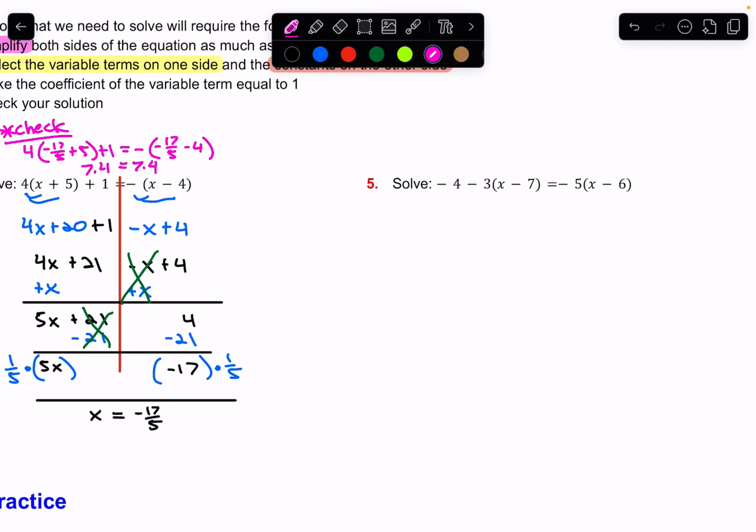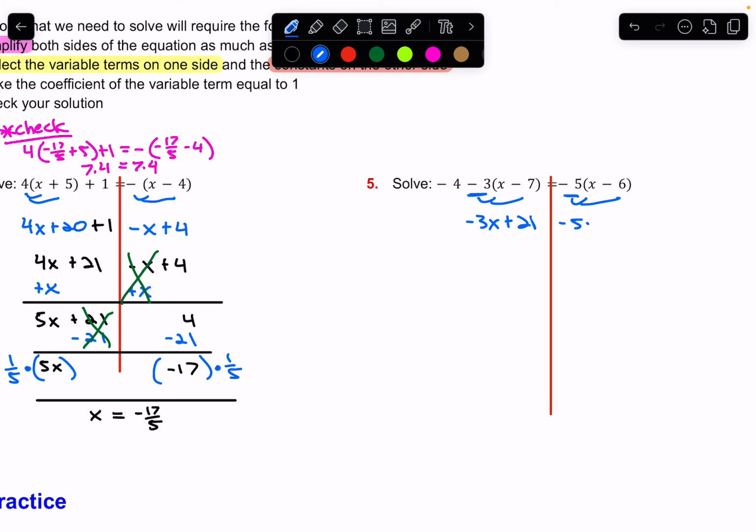We have distribution on both sides, but before I worry about any of that, I always start drawing a line. I want to stay organized every time I do these questions. Okay, organization's key. Now I'm going to distribute a negative 3 and a negative 5 on each side here. So we're going to get negative 3x plus 21, because negative 3 times negative 7 gives me a positive. Then on the right side, negative 5x plus 30. Again, negative 5 and negative 6, I get a positive there. And I can't forget that there was a negative 4 on the left this whole time.